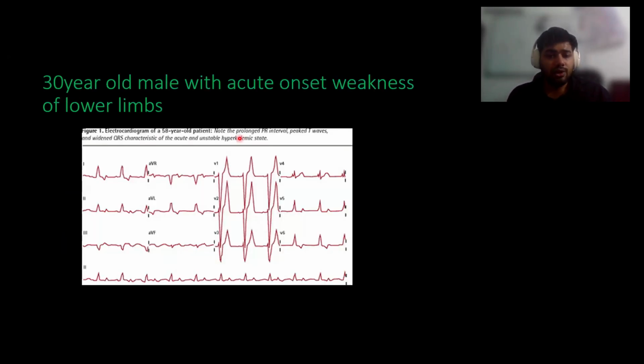So this is a 30-year-old male who is presenting with acute onset weakness of lower limb. The ECG is showing tall T waves which are sharp, pointed, and narrow based. And there is decrease in P wave amplitude along with prolongation of QRS interval. This is very much characteristic of hyperkalemia. And this is hyperkalemic periodic paralysis.